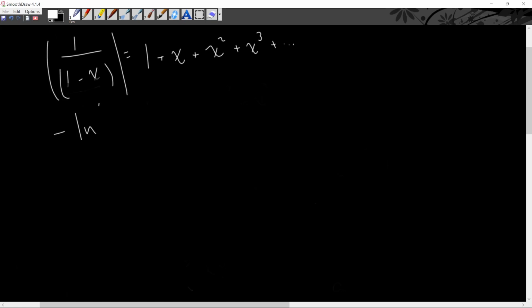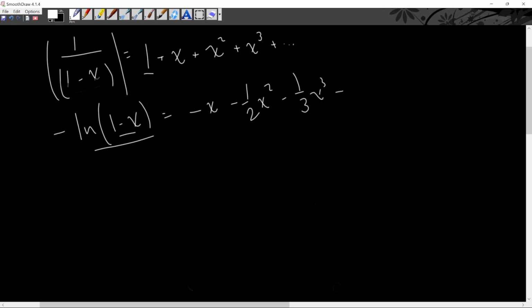We will get negative ln 1 minus x, right? Because if you do that derivative, you get a negative number. This will become positive, so you have 1 over 1 minus x, which is what we started. So you have negative ln 1 minus x. So let's just integrate each of these values and put a negative in front of it. So we have negative x minus 1 half x squared minus 1/3 x cubed minus 1/4 x to the power 4. And then not plus, it's going to be always negative because the original series was always positive, right?